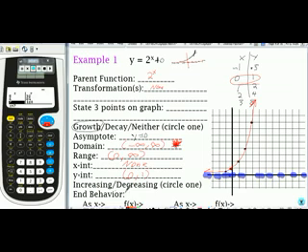As I look at this function, is it increasing or decreasing? As I look at it from left to right, is it going up or down? Looking at it from left to right, clearly it's going up, so it is an increasing function.